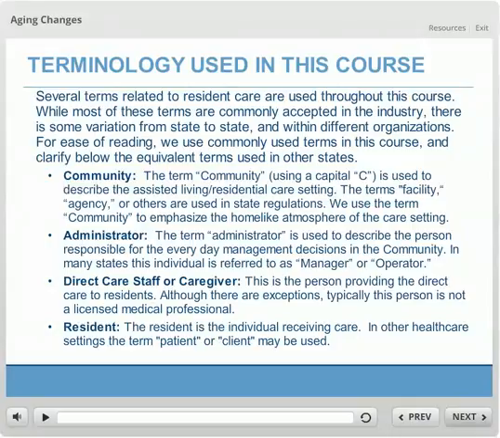Direct care staff or caregiver. This is the person providing the direct care to residents. Although there are exceptions, typically this person is not a licensed medical professional. Resident. The resident is the individual receiving care. In other healthcare settings, the term patient or client may be used.